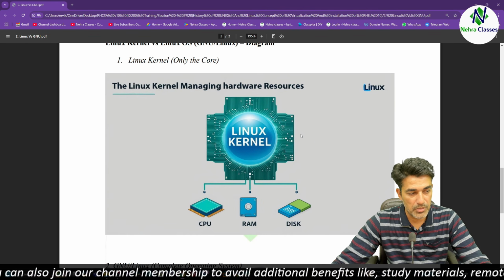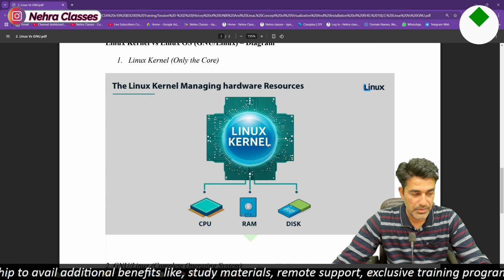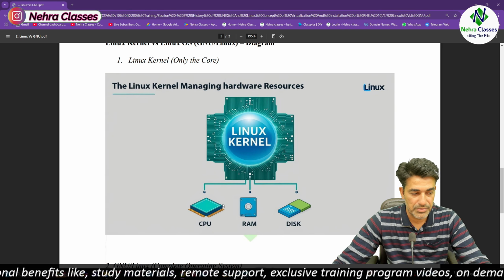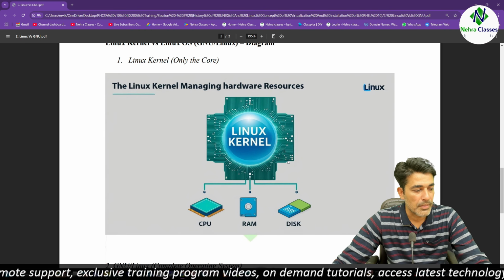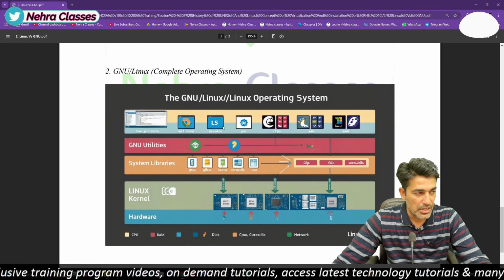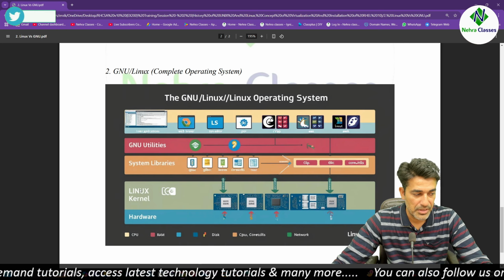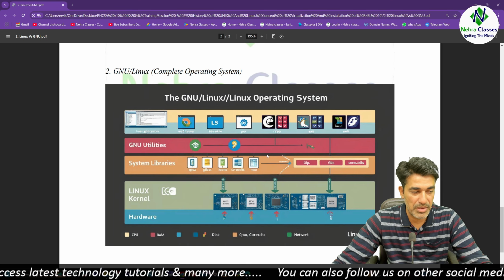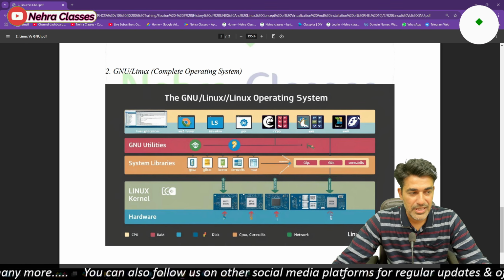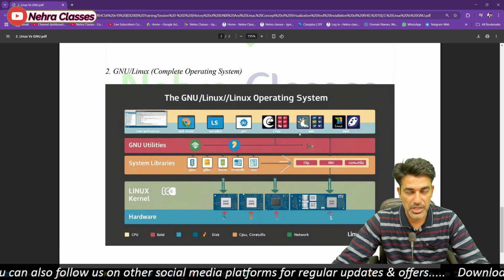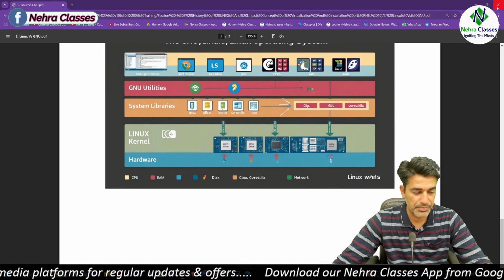Now let me explain it with the help of a picture. It is the Linux kernel. It directly interacts with the hardware and manages resources like CPU, RAM, disk, and network. If I say Linux OS or GNU, it means we have the hardware, we have a kernel, we have the system libraries, we have the GNU utilities, and we have the applications there. So it is the complete Linux operating system. So GNU means the complete Linux operating system. This is the difference between GNU and Linux.